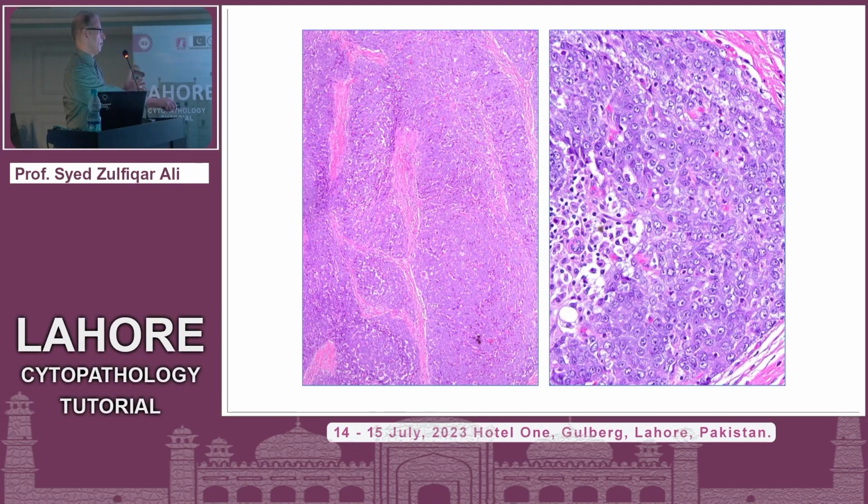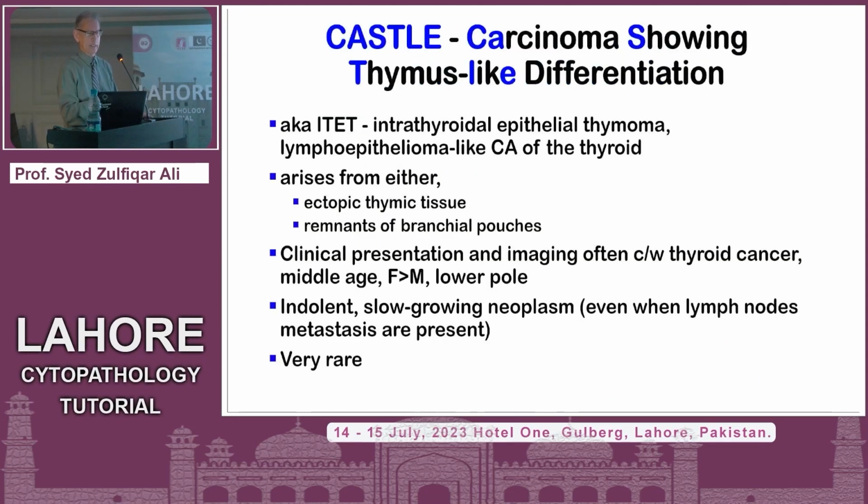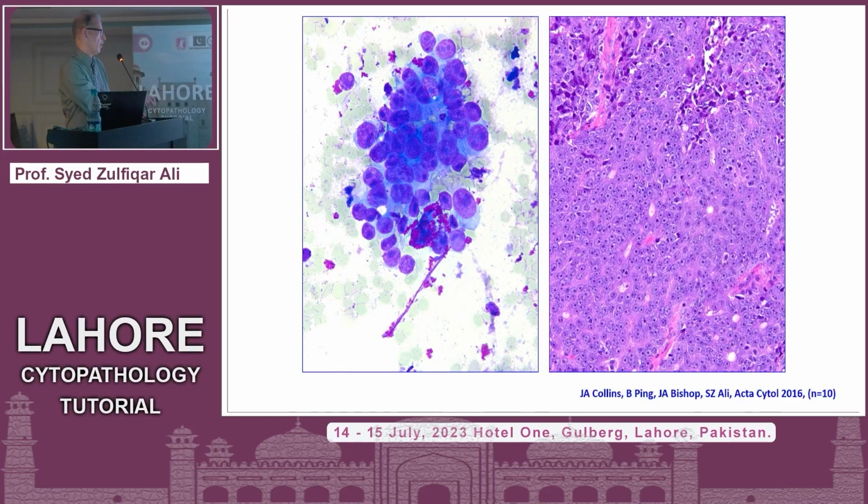The same type of morphology with basophilic cells, large nuclei, macronucleoli, lymphocytes, collagenized stroma separating the tumor into lobules. So typical morphology. Dr. Rosai came up with the term thymus-like differentiation in carcinomas. They arise from either ectopic thymic tissue or remnants of branchial pouches. They are quite rare, but clearly this case illustrates beautiful cytomorphology, and as you can see, matching nicely with what is seen in the histology of these tumors.